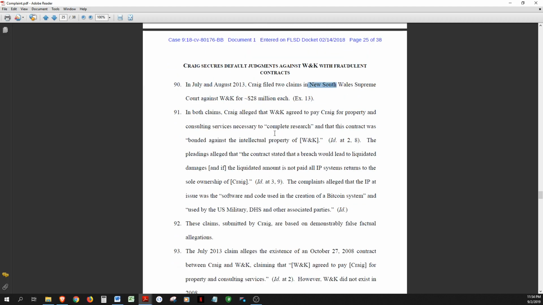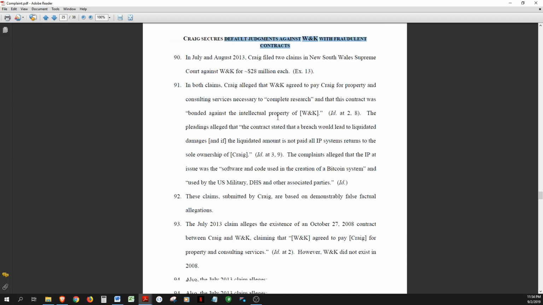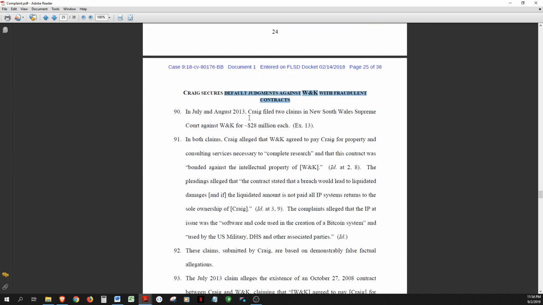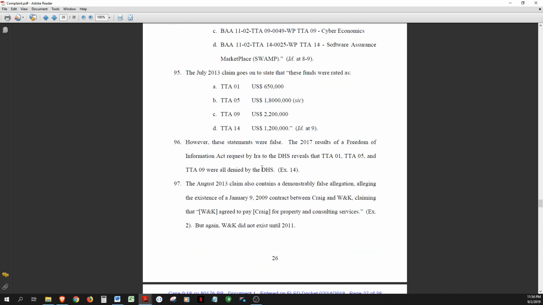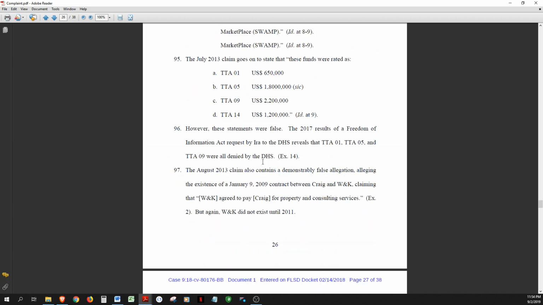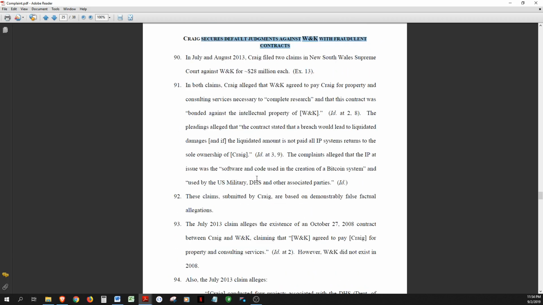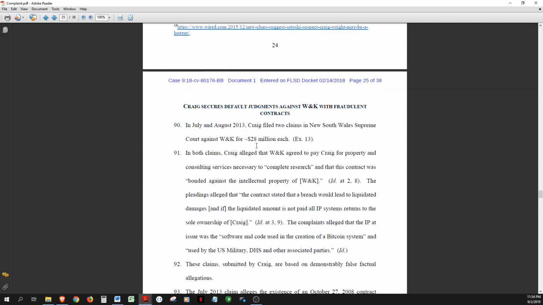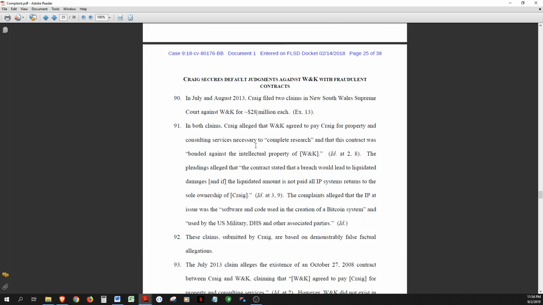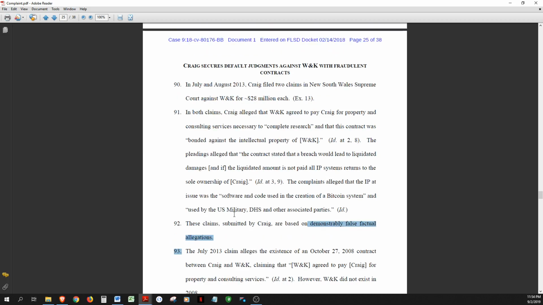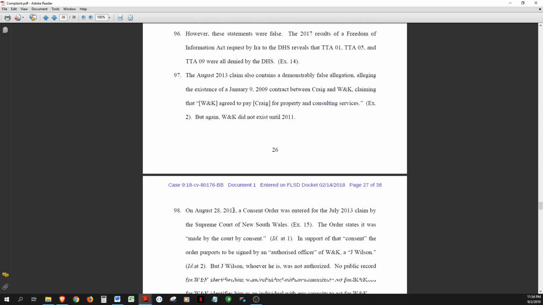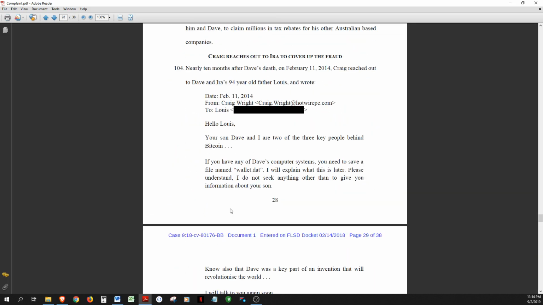So basically, they said that, well, they secured a default, but they did so improperly. They never served them with process, and they filed a bunch of fraudulent documents. So Craig Wright went ahead and allegedly, according to this complaint, the filings were based upon demonstrably false factual allegations. So to go over what was allegedly false.